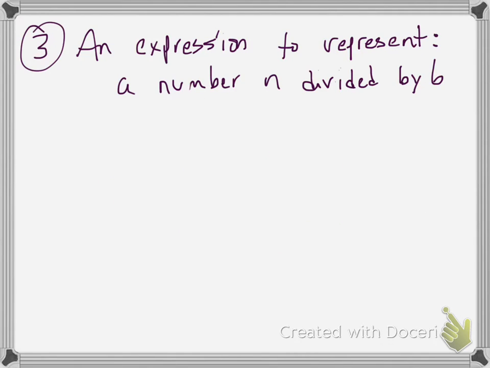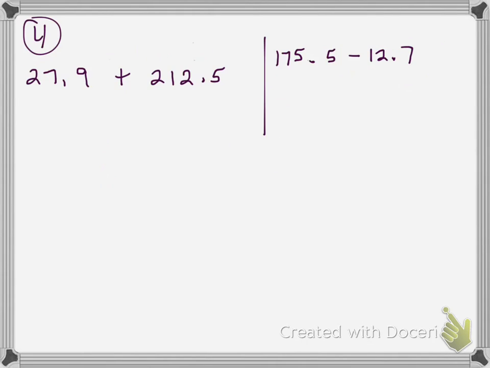Number 3, an expression to represent a number n divided by 6. There's a few different ways you could write this. Probably the most common way to see this would be just n over 6. That's often how we would see it if it was a larger expression or equation. But you certainly could also write n and then the division symbol 6. Either one would be n divided by 6.